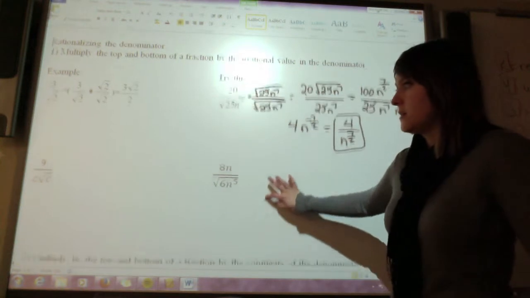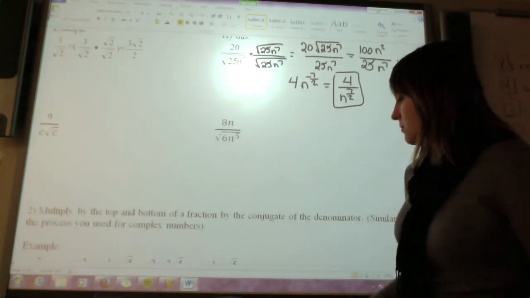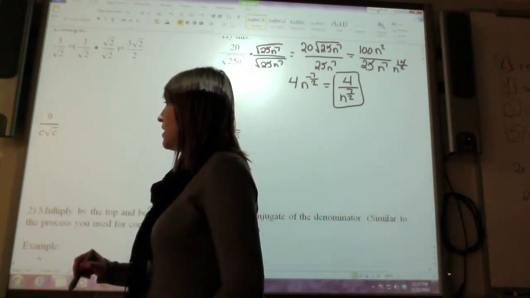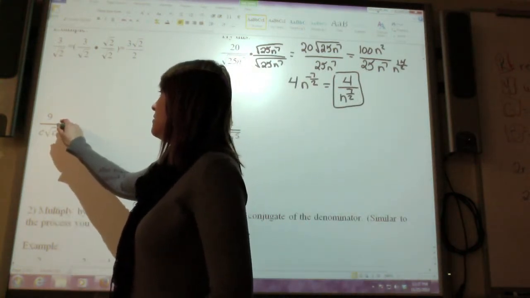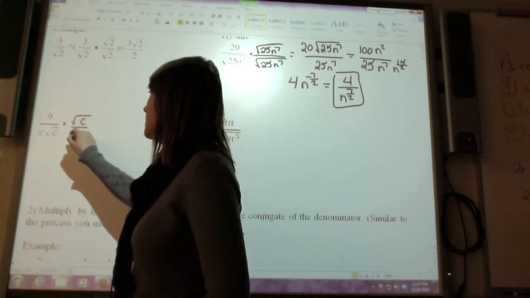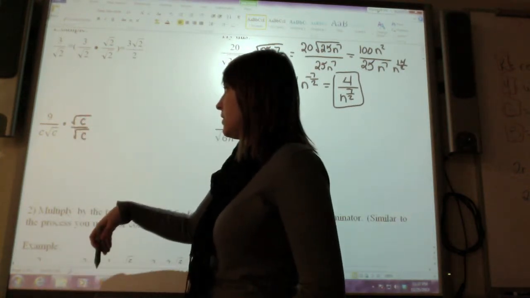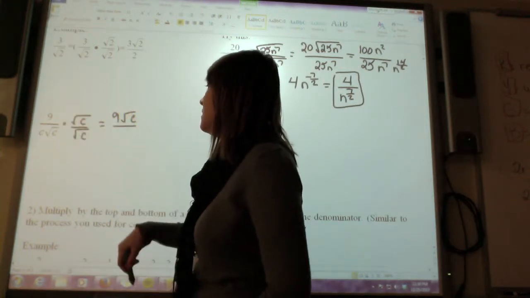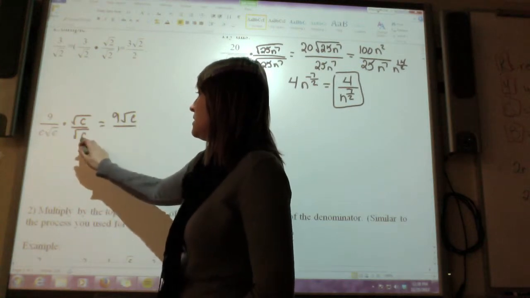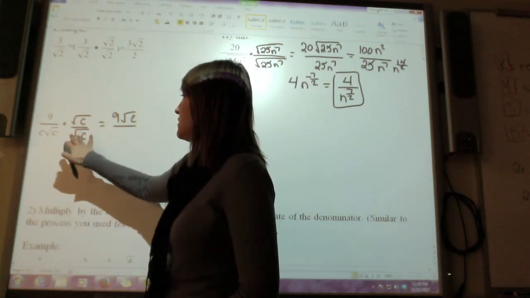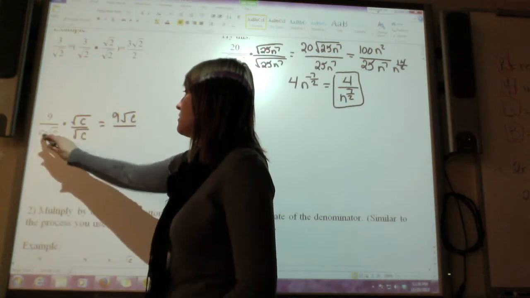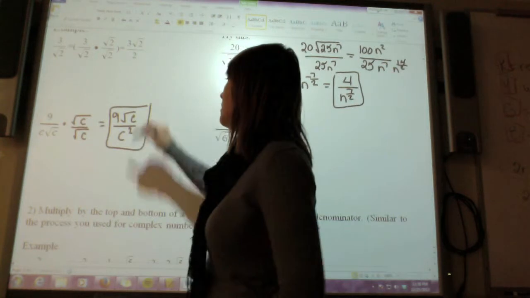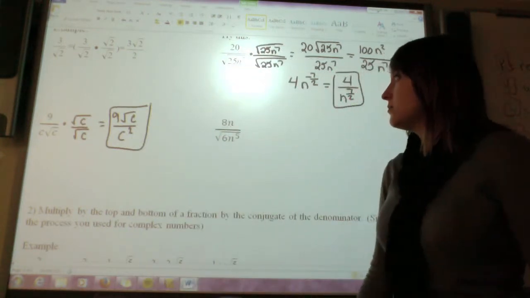Alright, just a couple more examples here. I know these aren't on your notes, but I'm just going to go through them. You can skip ahead if you want. If I have 9 divided by c square root of c, I know that I need to multiply by the square root of c over the square root of c in order to get rid of that. So up top, I'll have 9 square root of c. On the bottom, c square root of c times the square root of c. If I take square root of c squared, that's just c. So c times c gives me c squared. Okay, that is now in simplified radical form.